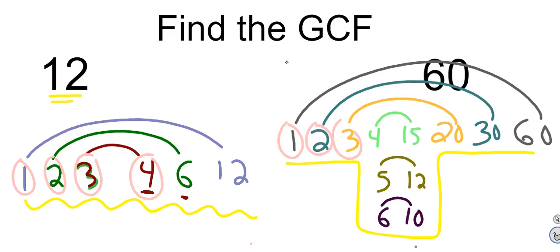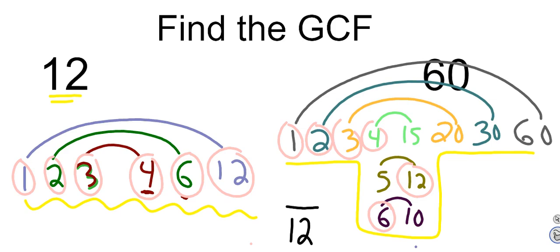4 is in both of them, but can we find a number bigger? 6 is here. Is 6 over here? 6 is over here. But can we find bigger? We can. 12 and 12. So the winner, the biggest factor, the GCF, the greatest common factor, is 12. So it's kind of fun.